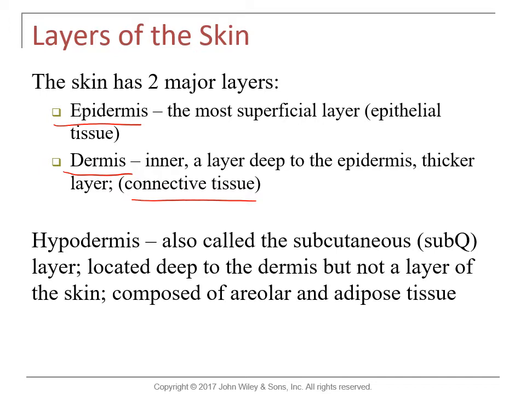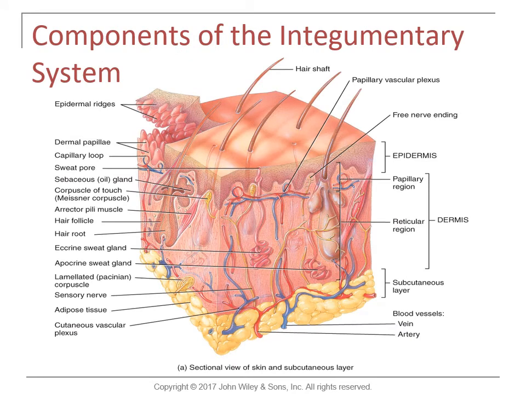So deep to the dermis, but not part of the skin, we have the subcutaneous layer, which is also called the hypodermis. Okay, so hypo means below. This layer consists of areolar and adipose tissues. The subcutaneous layer serves as a storage depot for fat and contains large blood vessels that supply the skin. So the integumentary system includes the skin, hair, oil and sweat glands, nails and sensory receptors. And then we're going to talk about all of these organs of the integumentary system.